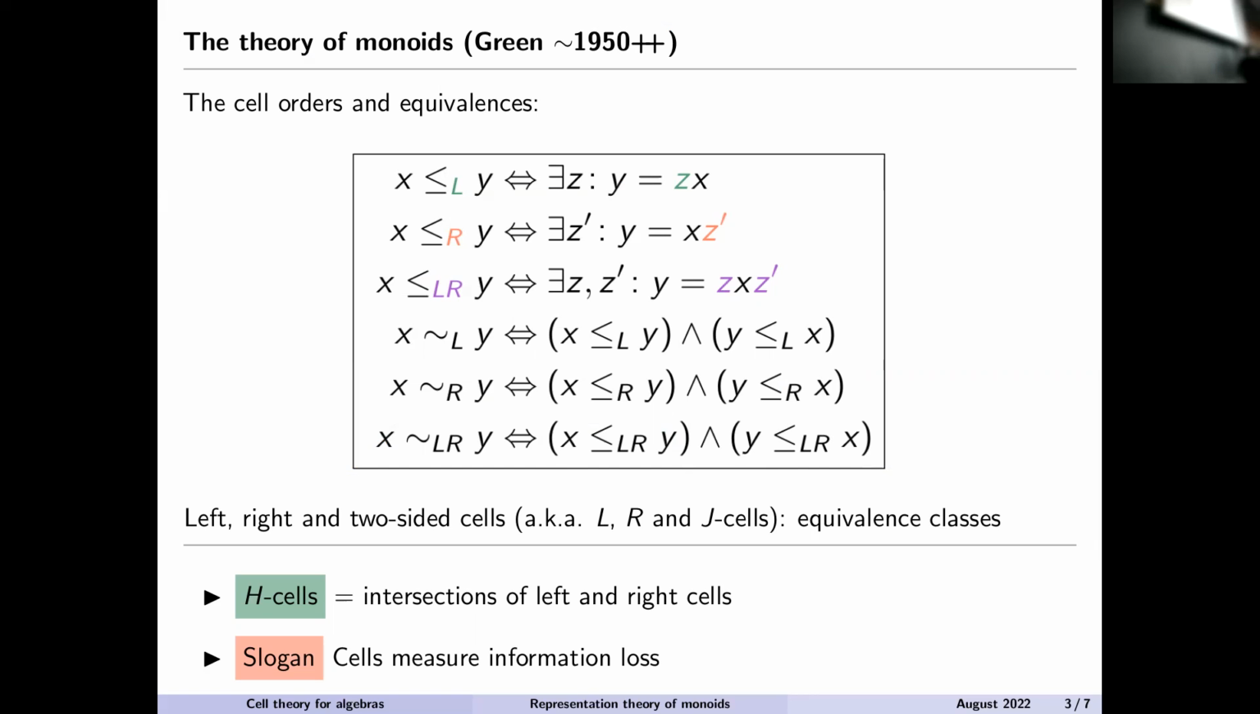We create the same information blocks, right? Same for right, same for two-sided. You get right ideals, two-sided ideals. And the main idea going forward is that I form those two types of cells. I have left cells in that monoid, and right cells in my monoid.